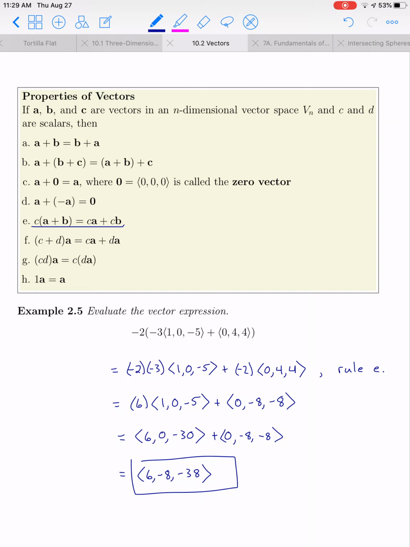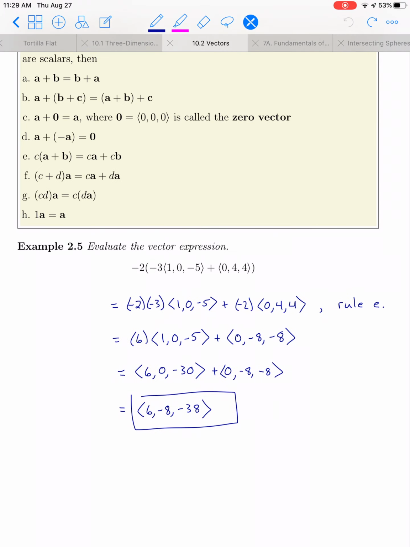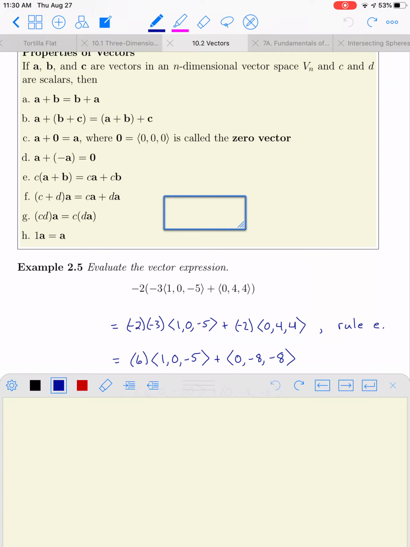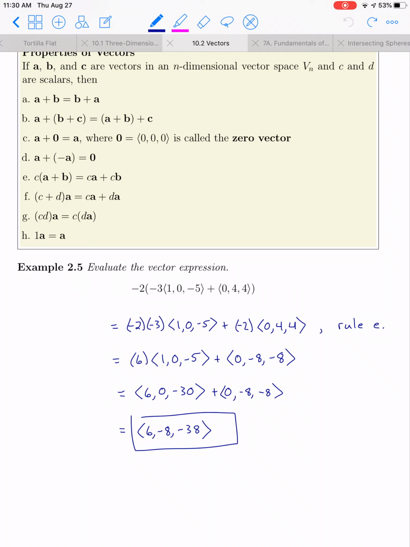Now these things seem like they're trivial because they come from the real numbers. They are something that really should be proven, but maybe the textbook's got a nice proof for it. It's a fairly simple, straightforward scenario. But let's just have a look at perhaps using some of these rules. So we're asked to evaluate the vector expression. That's probably just another word for simplify this vector expression, maybe into a single vector.